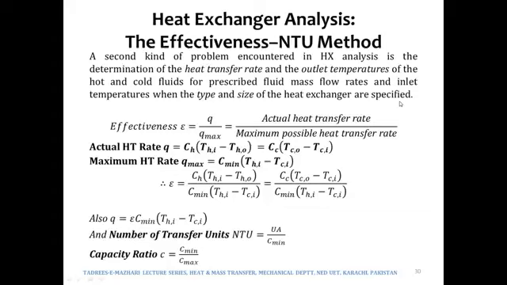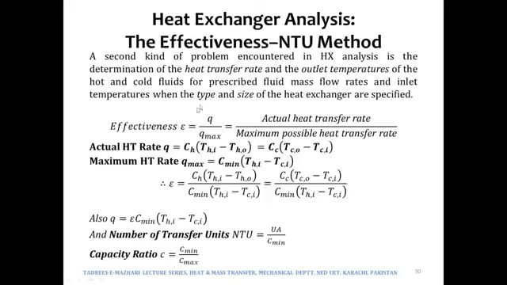So we would know the size of the heat exchanger, meaning the area would be known, and we want to find out what the outlet temperatures of the hot and the cold fluids would be if this heat exchanger is used. Then we would be using the Effectiveness-NTU method. Although the LMTD method can also be used, it would require extensive iterations. So it is better to use the Effectiveness-NTU method.